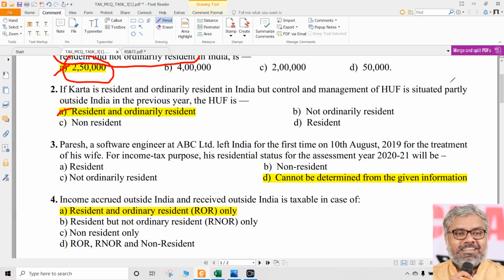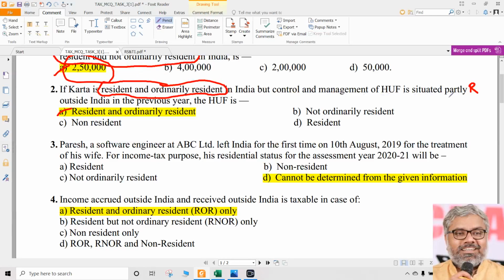That is the logic we have to understand. One, the HUF is having control and management partly outside India, which means partly in India also. So basically this HUF is R, that is resident for sure. Then coming to the next level, the Karta's residential status being ROR, we don't care about the basic conditions. Of course, you would have satisfied one or two of the basic conditions, then only is he R, right? First of all. And that doesn't matter to us. What matters to us is whether Karta satisfies both of the additional conditions or not. If yes, then only he will be ROR. If he is not satisfying both the additional conditions, then he will not be ROR. And here it says he is ROR.